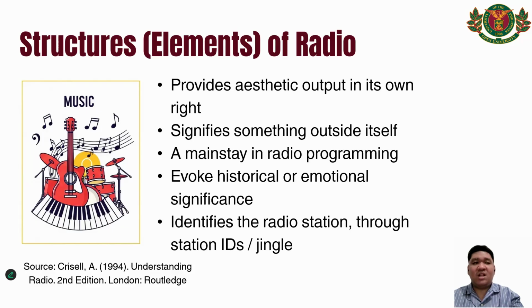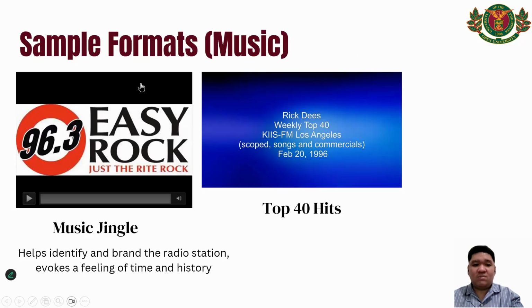In particular, for a lot of radio shows, some of them have themes, like for instance, Top 40 Radio or 80s Radio. Those are some examples of how a certain era defines the emotional state of the listener. Because some people do prefer listening to 80s radio or some prefer a much more modern radio. And then music also helps identify the radio station through station IDs and jingles. So I'm gonna show you some samples here for music jingle.